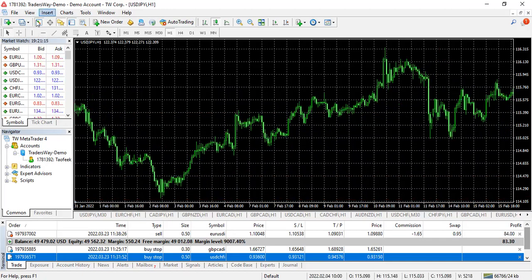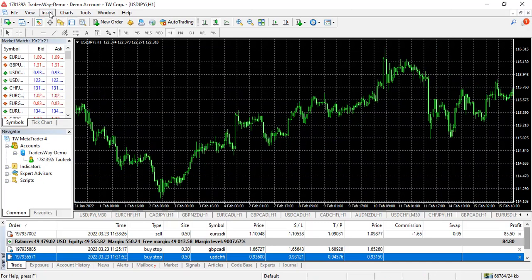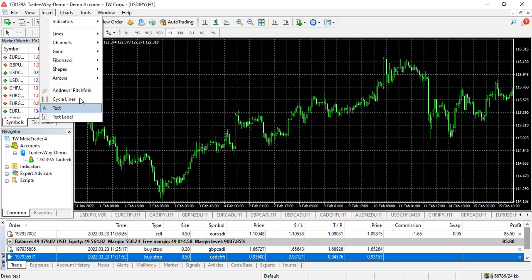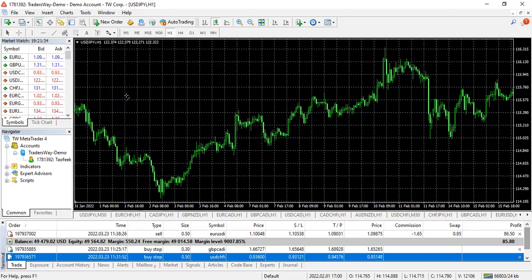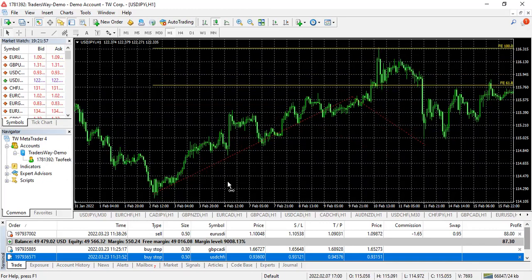But here we are going to use Fibonacci extension. So come to insert, then we go to Fibonacci, then expansion. When we go to expansion, we click on expansion. If the market is uptrend like this, we take our Fibonacci expansion from down, just like I do here, from down here. I hope you get it.